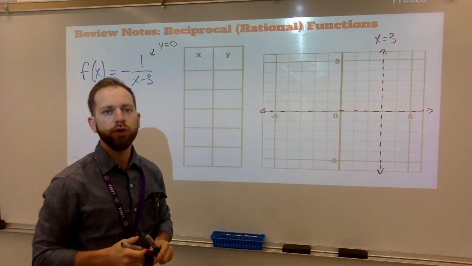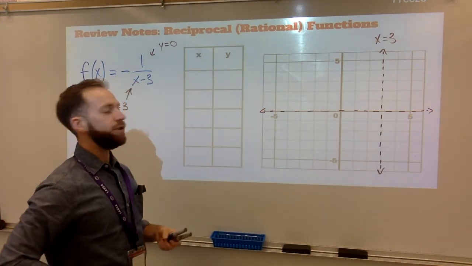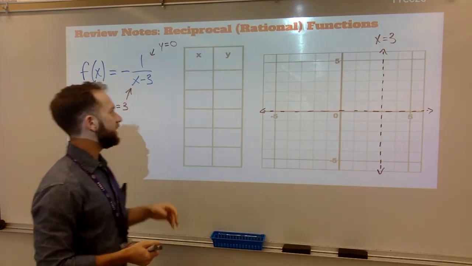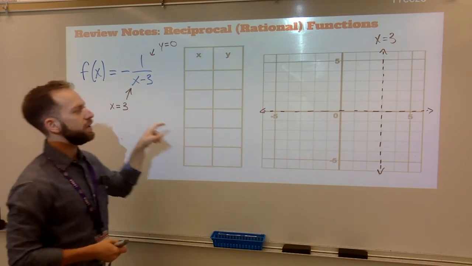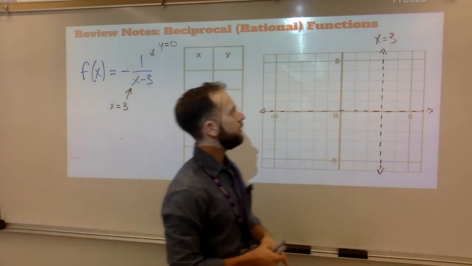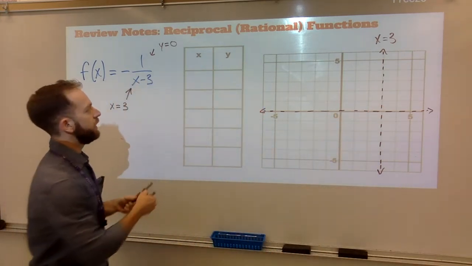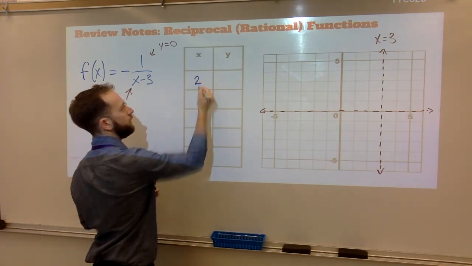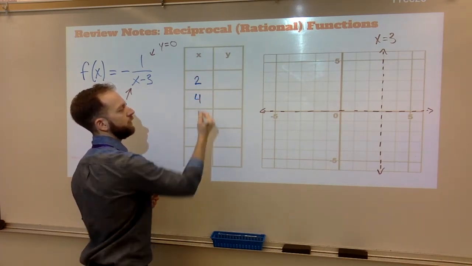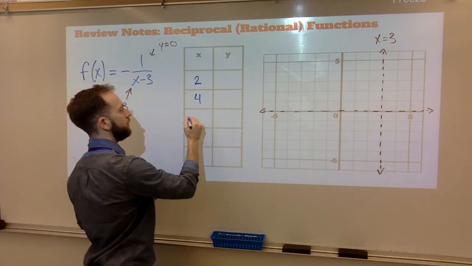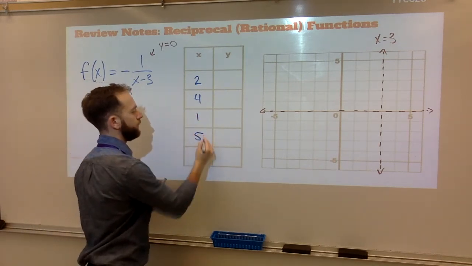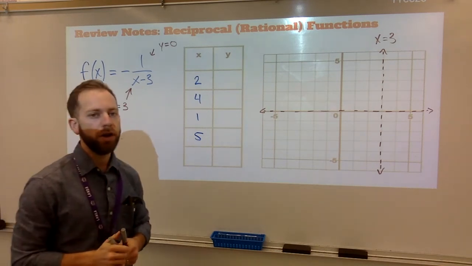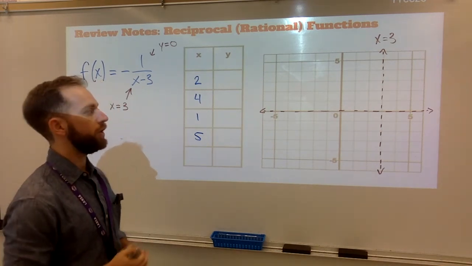Now you know the general shape of a reciprocal function, but let's see what happens now that there's a negative in front. Let's go ahead and plug in some values near the vertical asymptote, x equals 3. Let's try x equals 2, x equals 4, x equals 1, and x equals 5, so that we can make sure that we're drawing the function in the right quadrants.